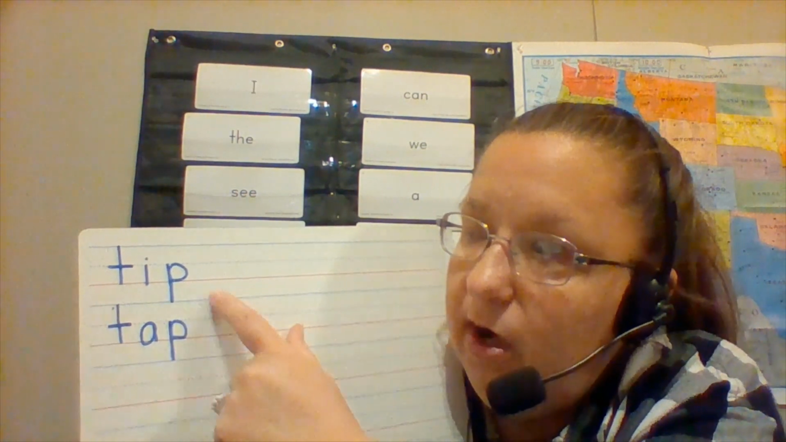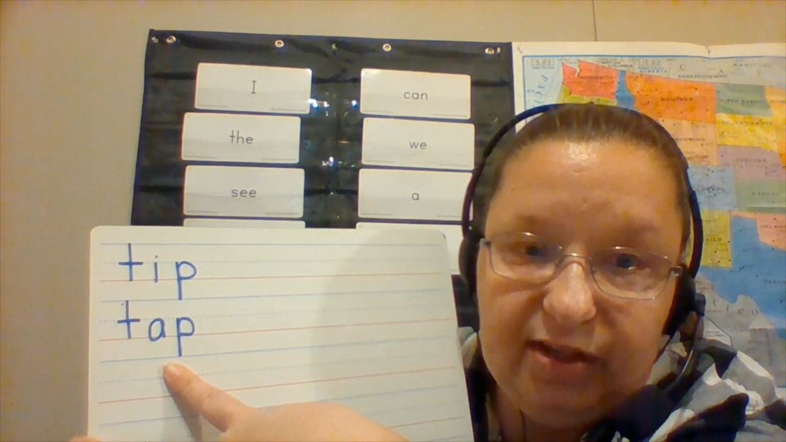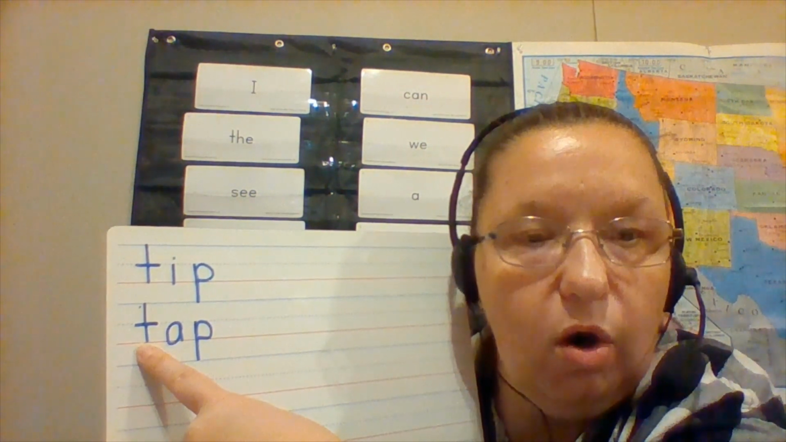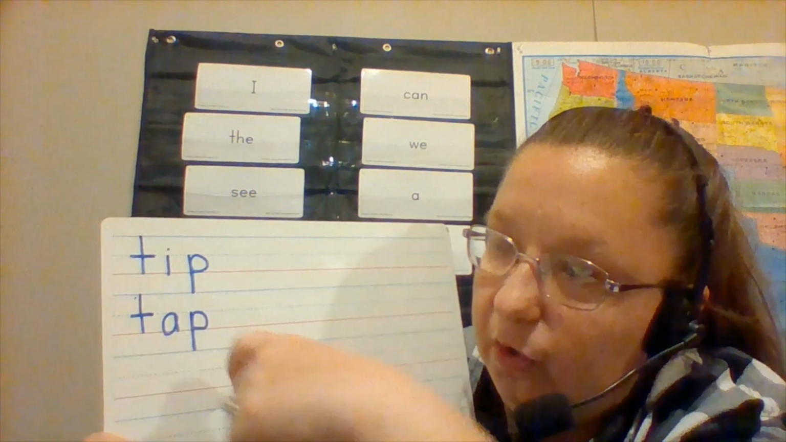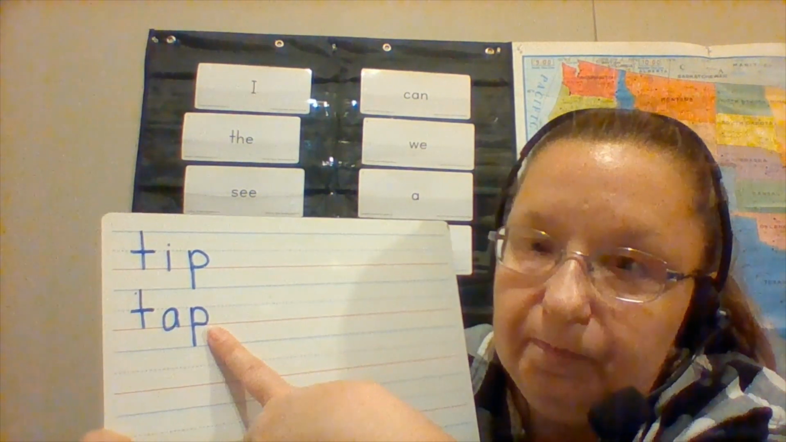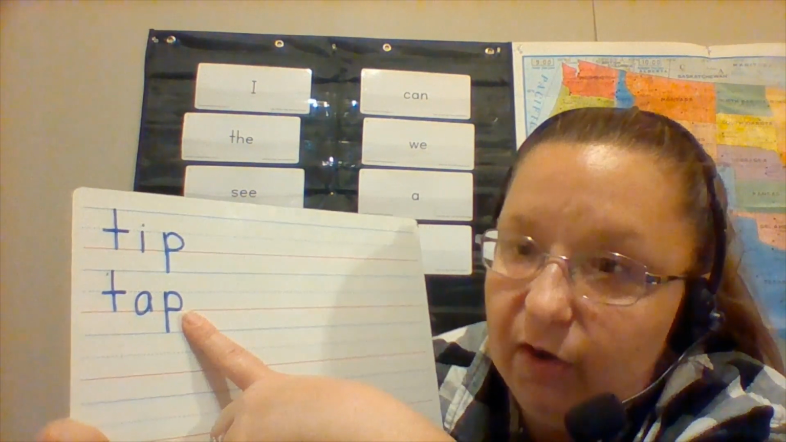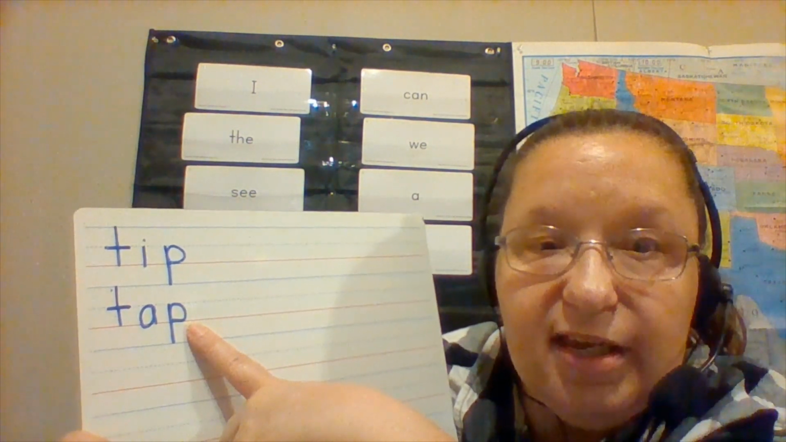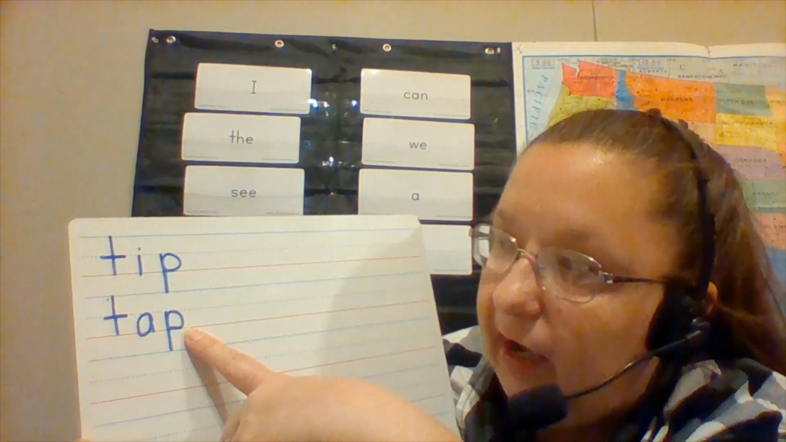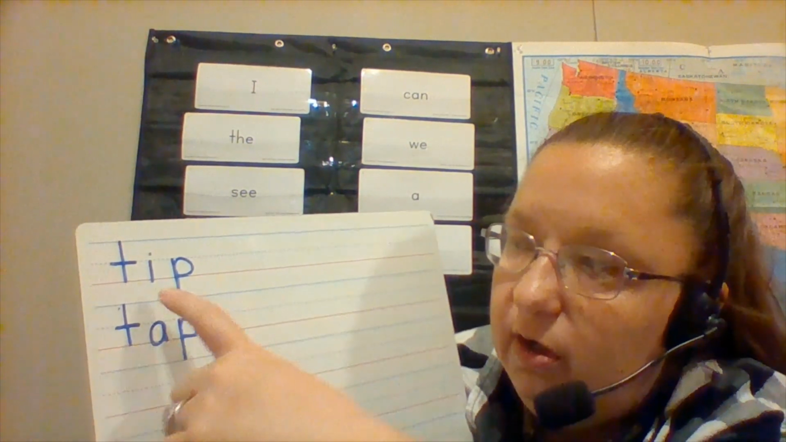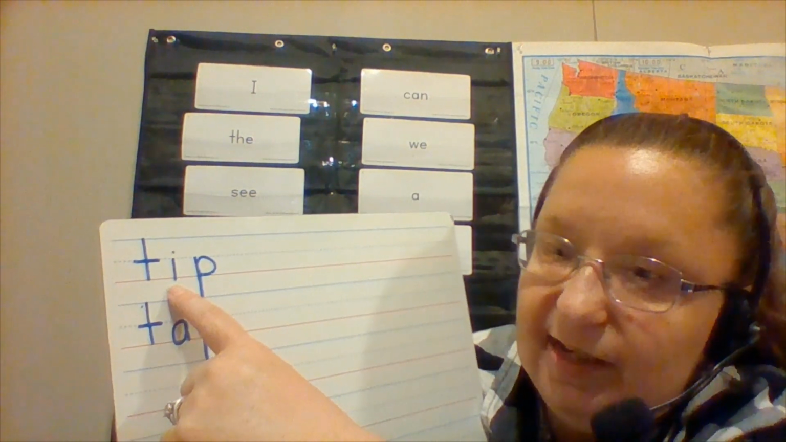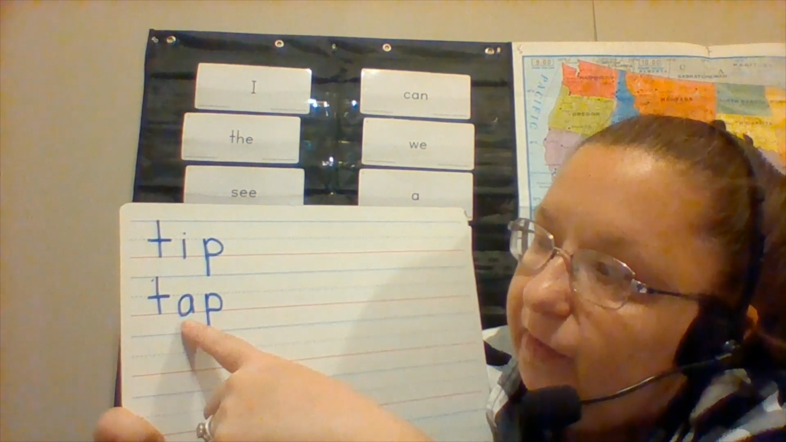So, what letters are the same in these words? Which ones are the same? We have this letter. What's it called? It is called a T. T is the same in both. What about the ending letter? What letter name is that? We've talked about it. It is a P. P is the same letter. Now, which letters are different? Our middle sound is different. What is this? It is an I. And what is this? It is an A.